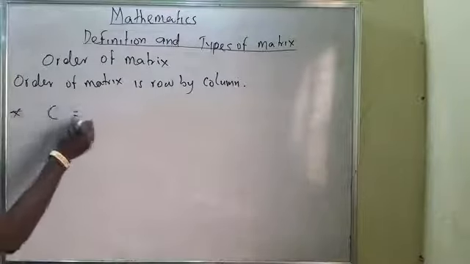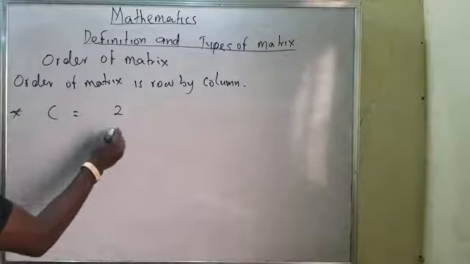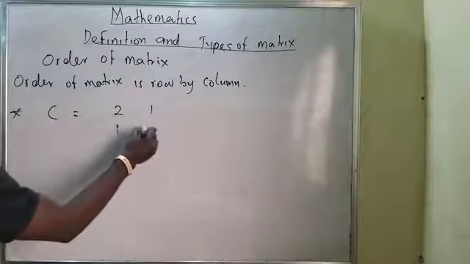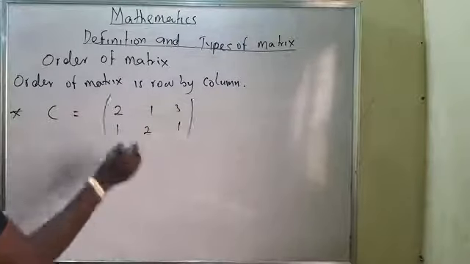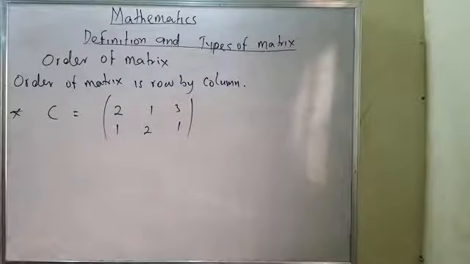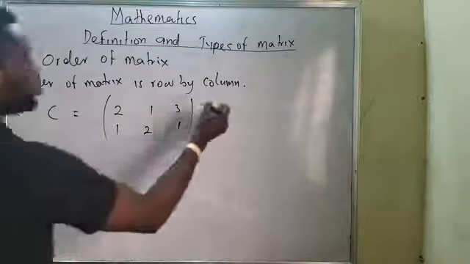Now, if I have this matrix, look at this one. I have C is 2, 1, 1, 2, and 3, 1. Look at this. It's a matrix. It's in rectangular form, which tells us it's a matrix. Now, the order of this matrix.